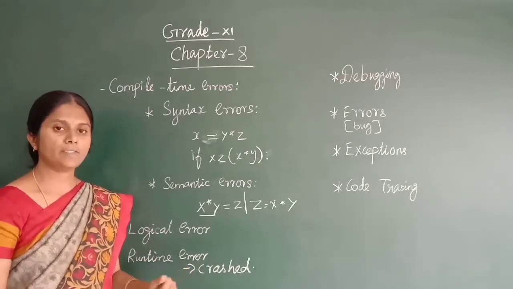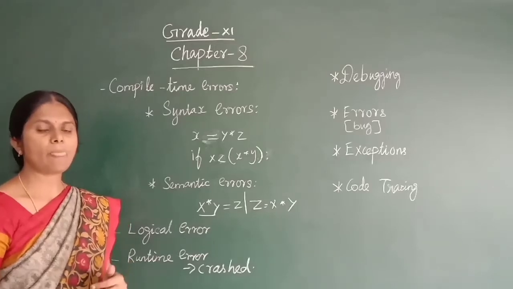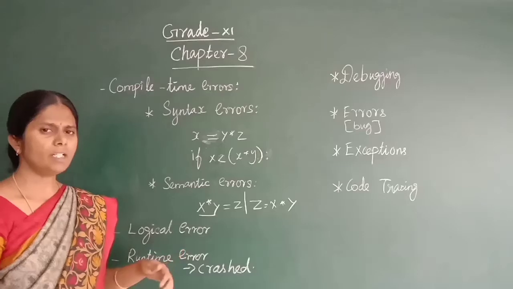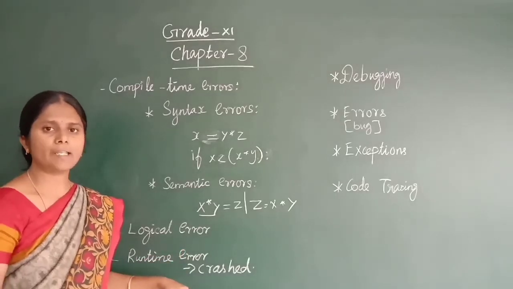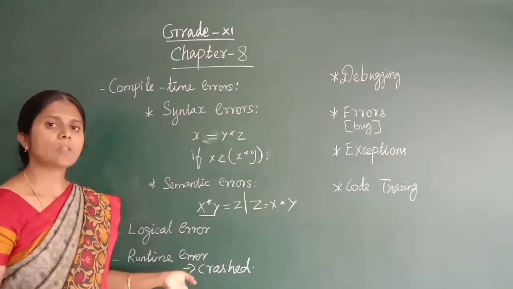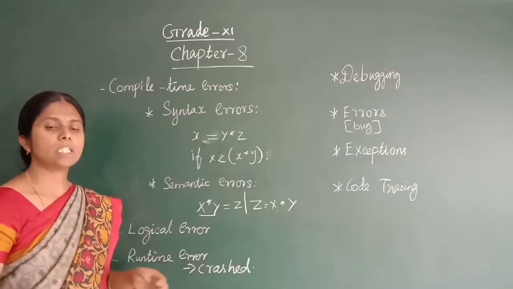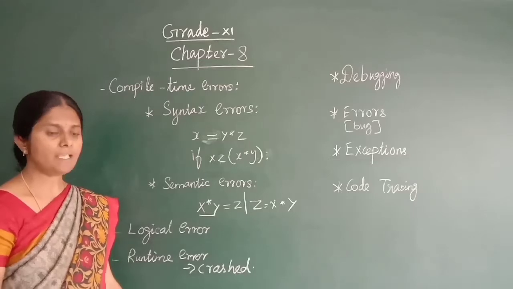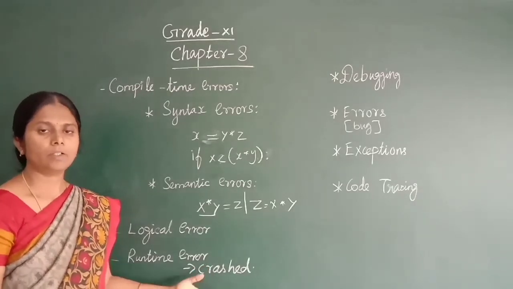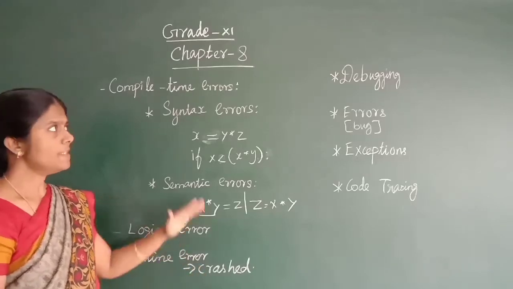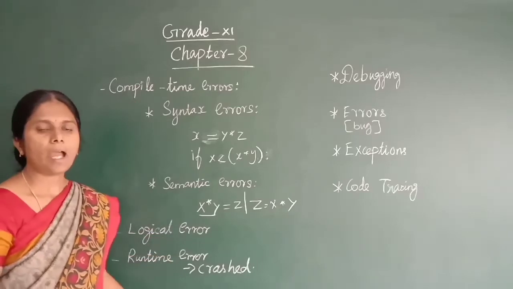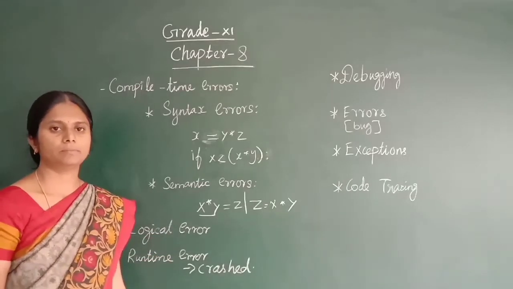The next thing is runtime error. When the error occurs during the execution of the program, it is called what? Runtime error. Some runtime errors we can rectify and easily solve. Some errors are difficult to solve, and that type of error will terminate the program. That is called a crash, or abnormal termination. Okay, so these are the types of errors: compile time error, logical error and runtime error.